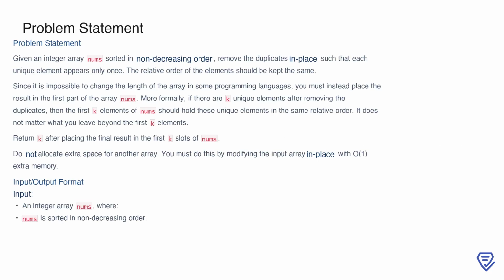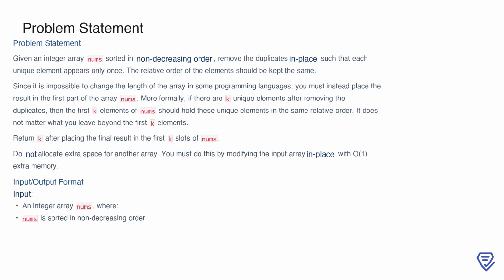In this problem, you're given an integer array, nums, that is sorted in non-decreasing order. Your task is to remove duplicates from this array in place, meaning you cannot create a new array to store the result. Each unique element from the array should appear only once, and their relative order must remain the same. Since you cannot change the length of the array in some programming languages, the resulting unique elements must be placed in the beginning of the array, occupying the first k positions. The remaining elements beyond these k positions are irrelevant for this problem.